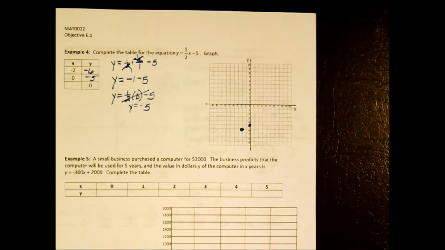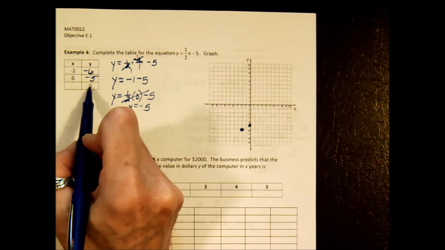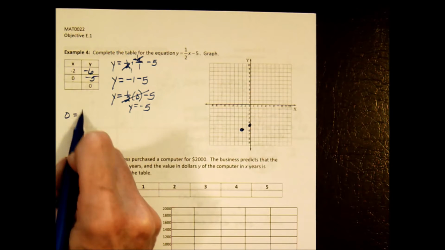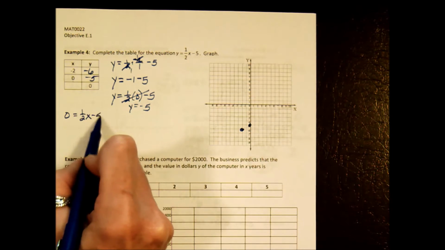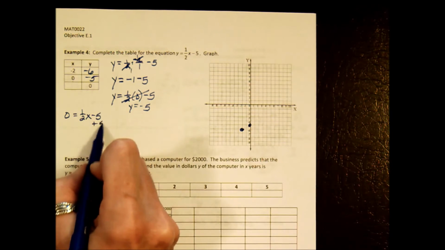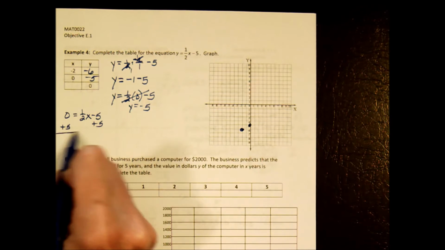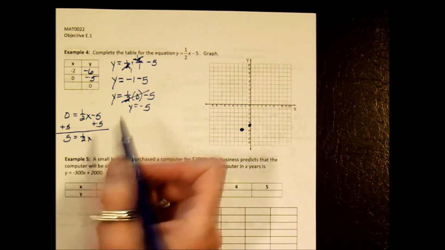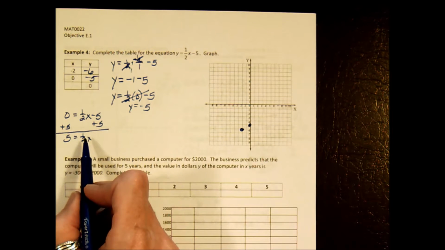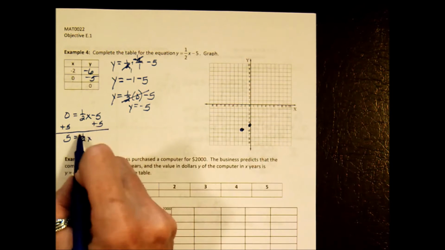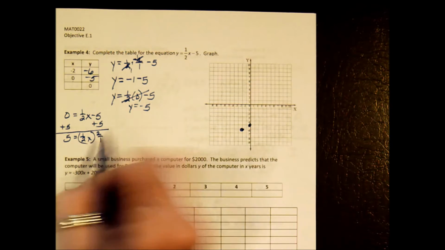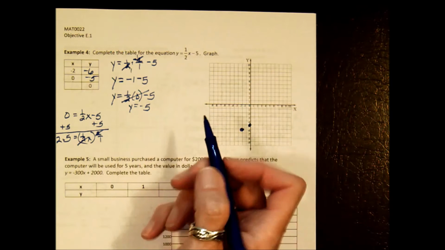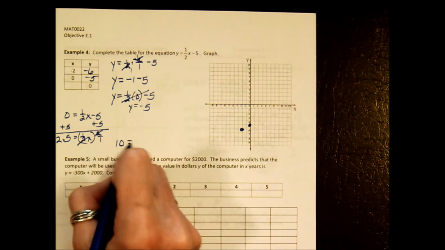Lastly, and a little bit harder, we're going to put a 0 into the y spot. So that would be 0 equals 1/2 x minus 5. Now what I am going to do is add a 5 first to both sides. And I'm going to get 5 equals 1/2 x. Now how do I get rid of that 1/2, the fraction? I multiply by the LCD. So I must do the same thing on this other side. And I end up with 10 equals x.